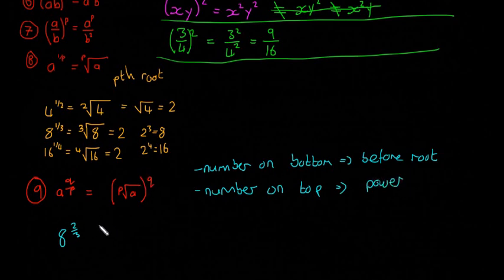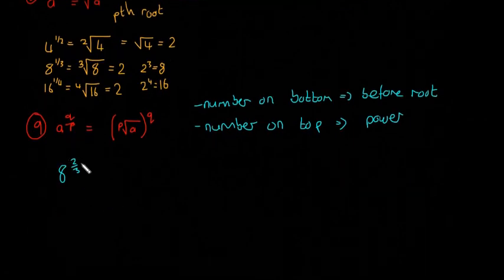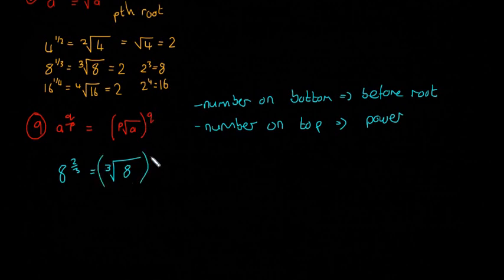But anyway, 8 to the power of 2 over 3. We're going to apply the rule. The number on the bottom goes before the root, so 3 is going to go before the root of 8, and then q goes outside that, to the power of 2. Does that make sense? That's the hardest one to be honest. I'd always just look at the log tables, look at your tables book, write that formula out above it, and then it should be clear what you're supposed to do.